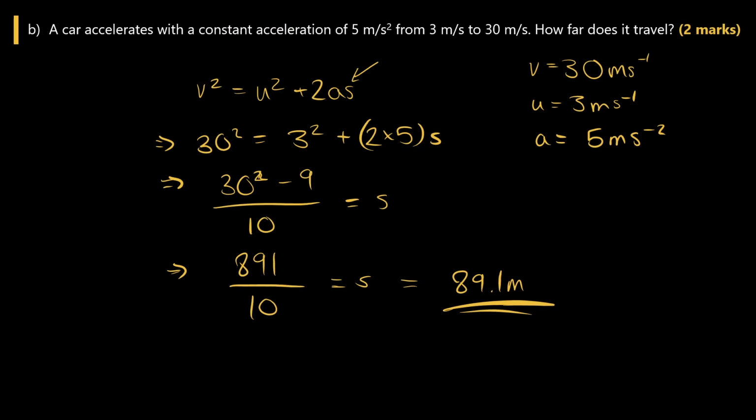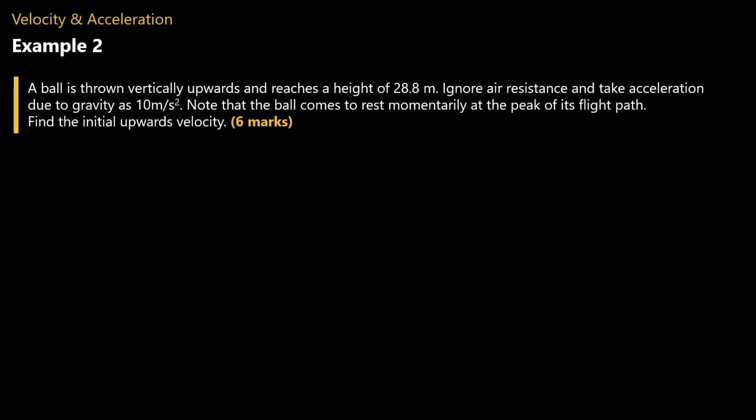And so the final example is this. A ball is thrown vertically upwards and reaches a height of 28.8 meters. Ignoring air resistance and taking into account that the acceleration due to gravity is 10 meters per second squared, we need to find the initial upwards velocity and note that the ball comes to rest momentarily at the peak of its flight path. So if I just draw a short diagram to explain what's happening.